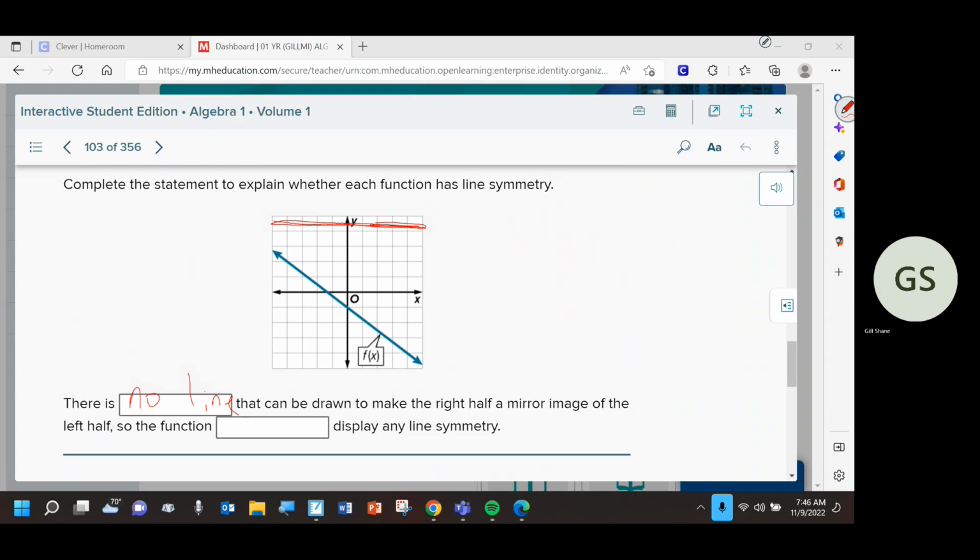That would be my guess. There's no way to do it. There's no line you can draw through that blue line. And remember the X and the Y axis, all the grid lines, those are imaginary. They're not actually lines. So when I say through the line, that's the blue line, the f of x line, through the function. There's no line, so the function either does or does not. So which one is it? It does or it does not display? Does not, right? There's no symmetry there. Good. Does not. Boom. And we're done.